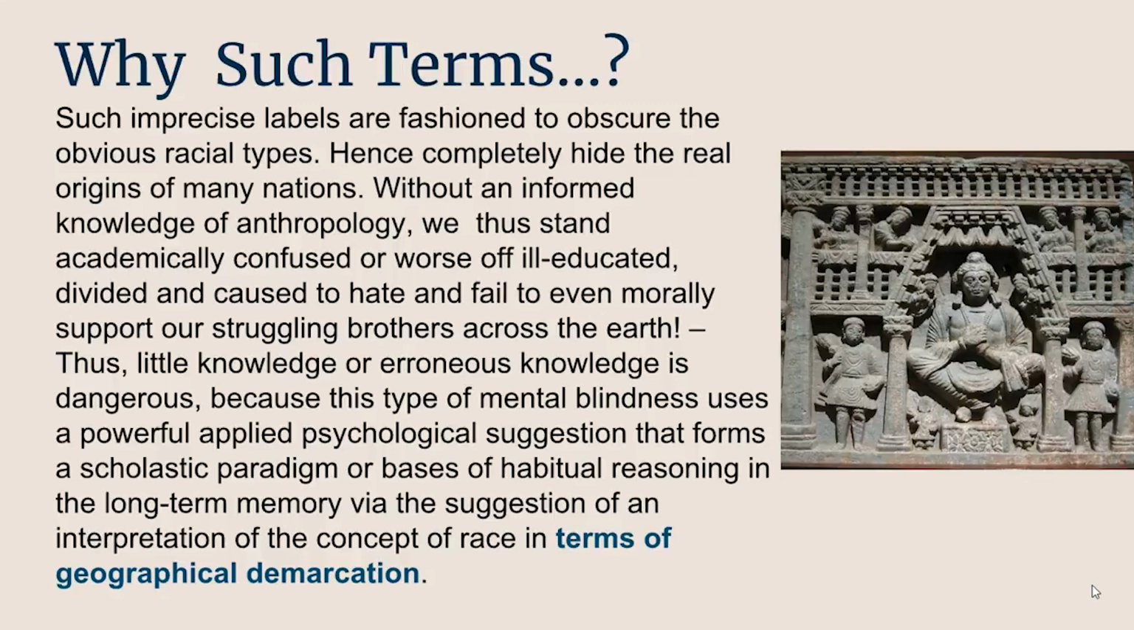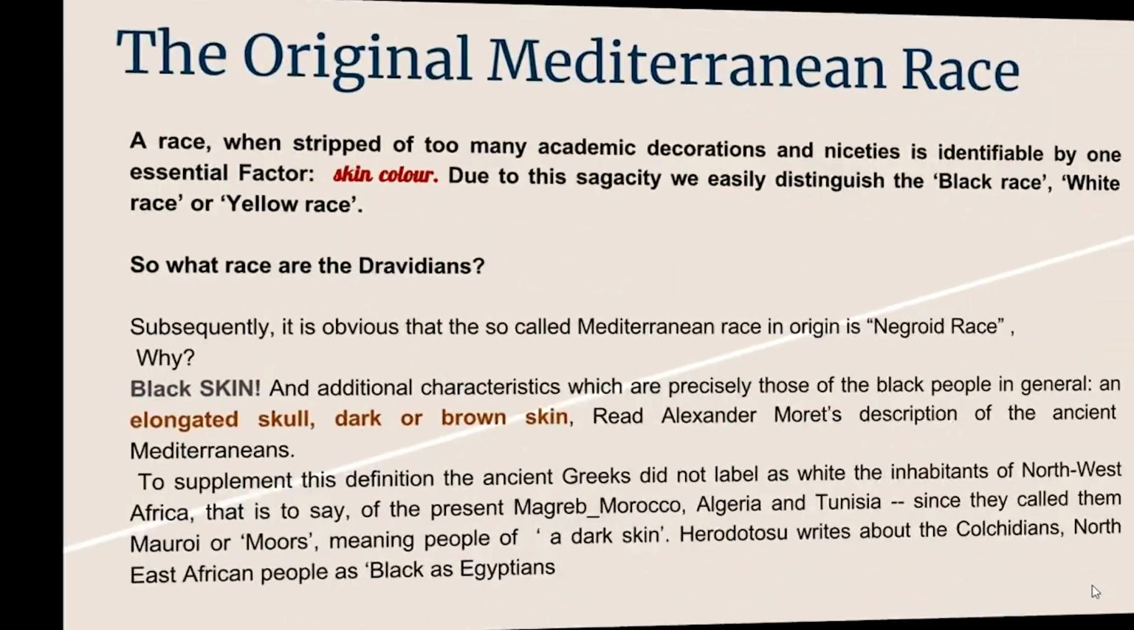Thus, little knowledge or erroneous knowledge is dangerous, in the sense that this type of knowledge becomes a type of mental blindness and uses a powerful applied psychological suggestion that forms a scholastic paradigm in our brains. This becomes a base of habitual reasoning in the long-term memory via the suggestion of an interpretation of the concept of race in terms of geographical demarcation and geographical names. This is the reason why we should be very astute when it comes to the original Mediterranean race.